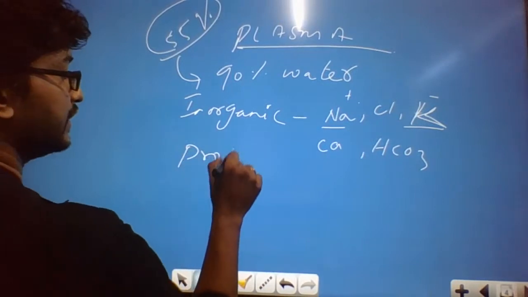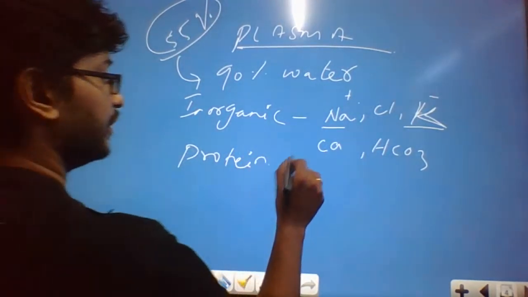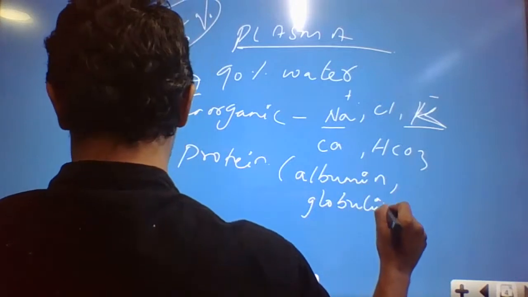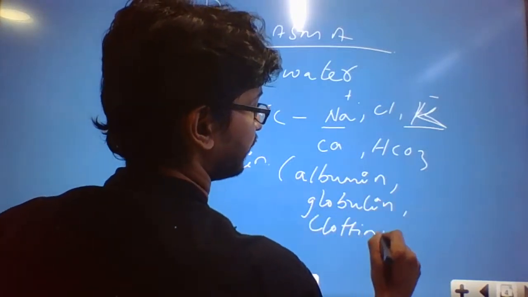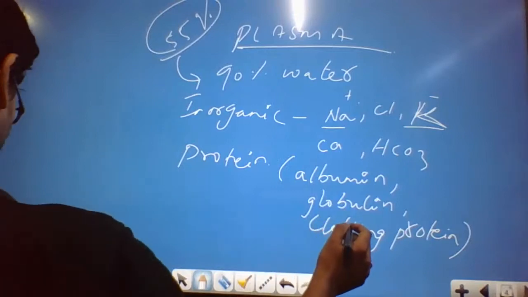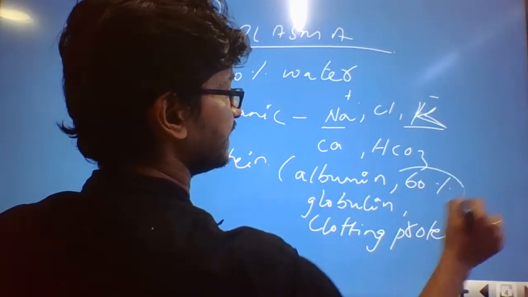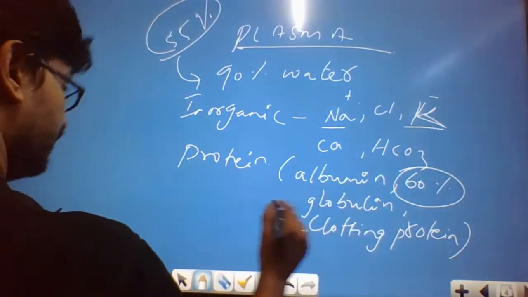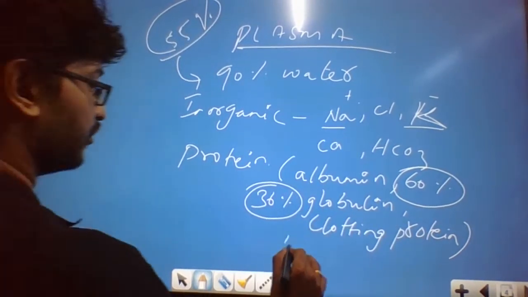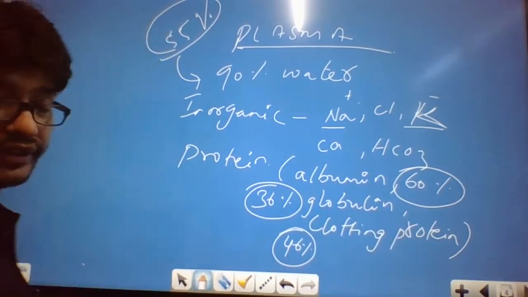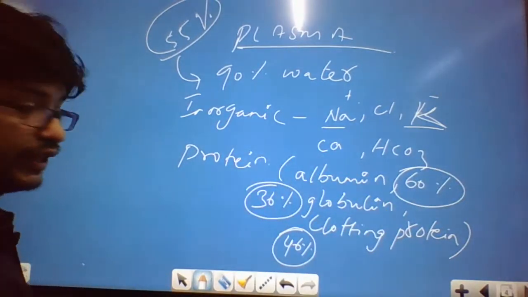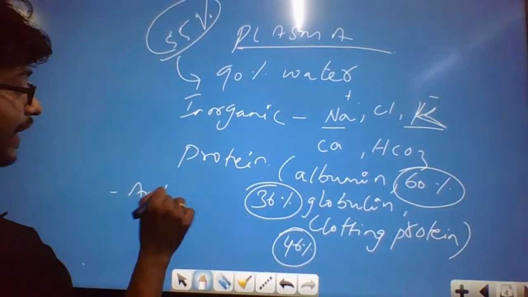And the plasma also consists of protein. What type of protein will be in it? Albumin will be there. So this consists of albumin, this consists of globulin, and this also consists of clotting factors, or I call it a clotting protein. So albumin, globulin, clotting protein. The amount of albumin is 60%, globulin is 36%, and clotting proteins around 4 to 7%. So protein includes albumin, globulin, then clotting protein, right? And also anticoagulant is present.